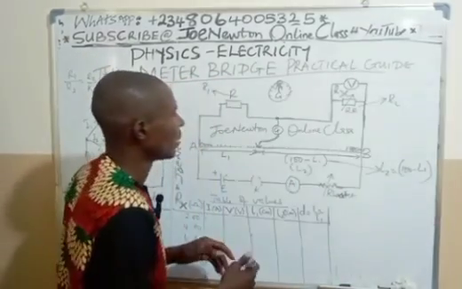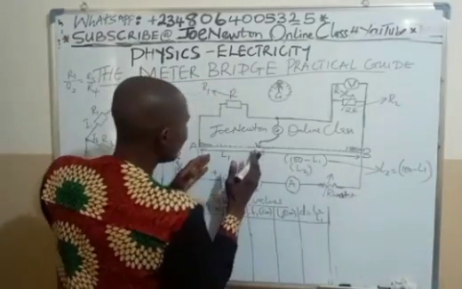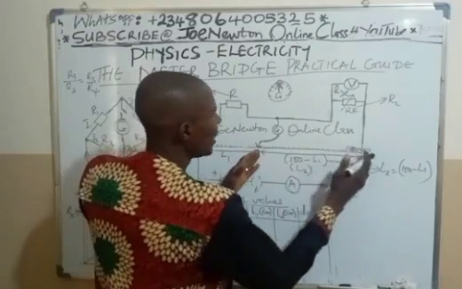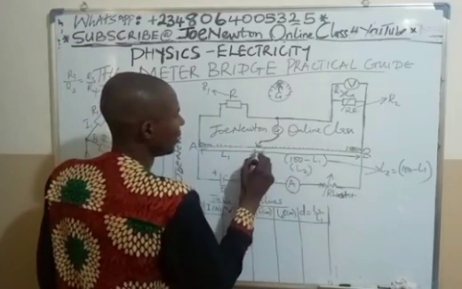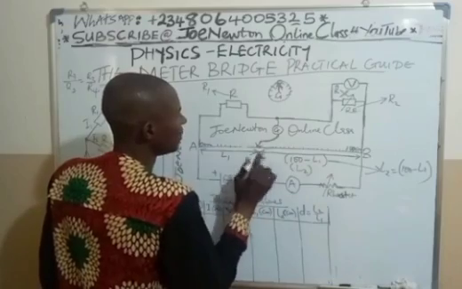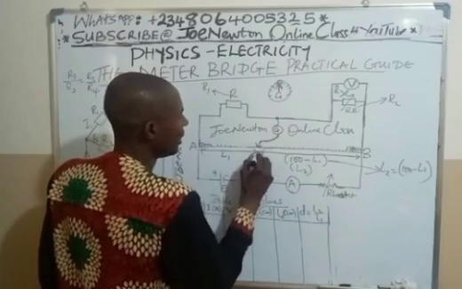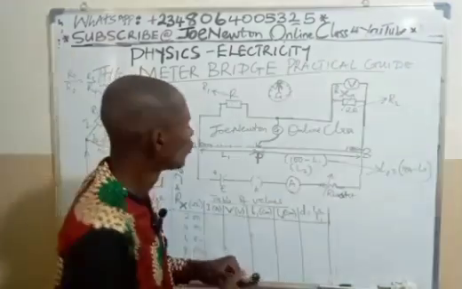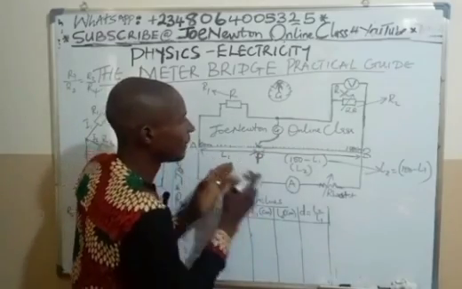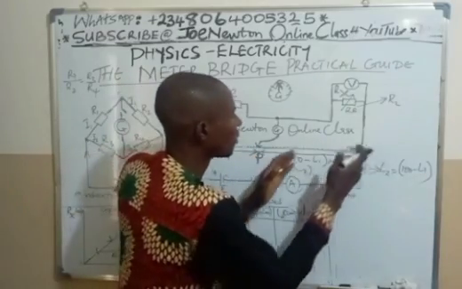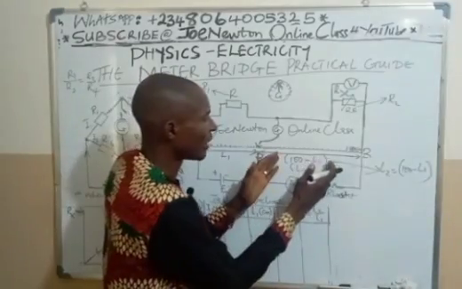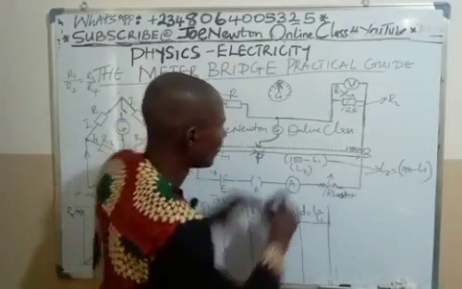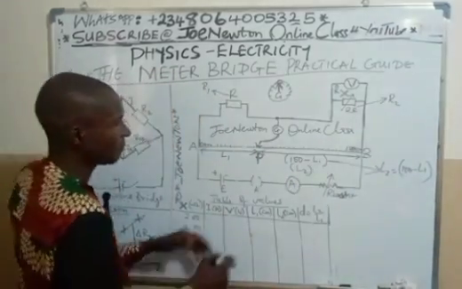And the values are recorded as well. Now, if here is L1, then from here to here, let me call here C, and let me call here the balance point P. So if AP is L1, then P to B will be 100 minus L1. So that is my L2. My L2 is 100 minus L1. That is it, since here is 100 centimeters.